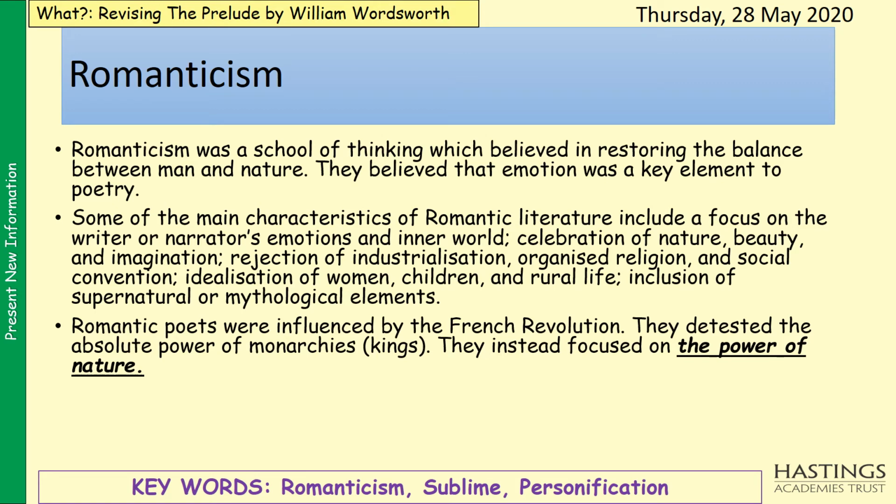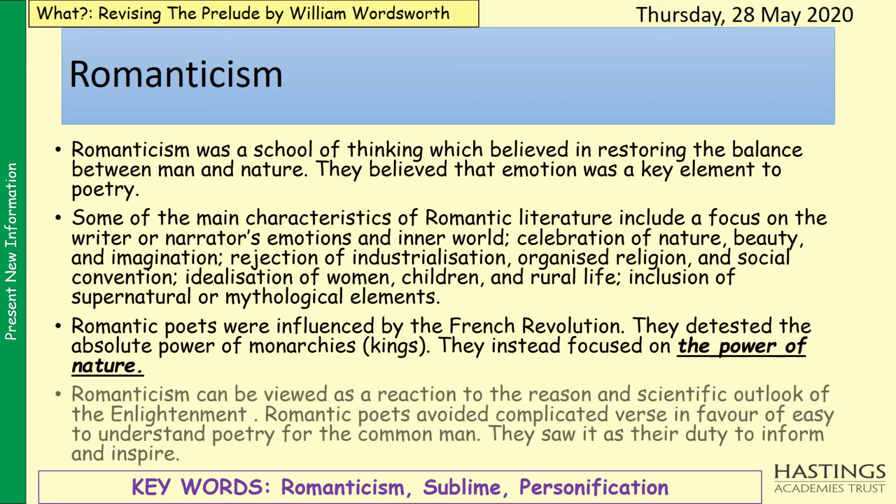Romantic poets were heavily influenced by the French Revolution. They detested, so they hated, the absolute power of monarchies, kings. They instead focused on the power of nature, what that has over people. Romanticism can be viewed as a reaction to the reason and scientific outlook of the Enlightenment. Romantic poets avoided complicated verse in favour of easy to understand poetry for the common man, and they saw it as their duty to inform and inspire others.